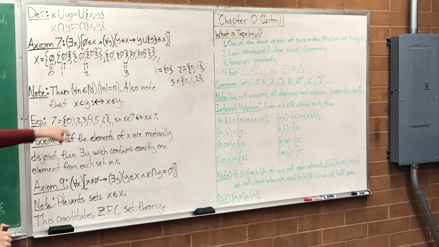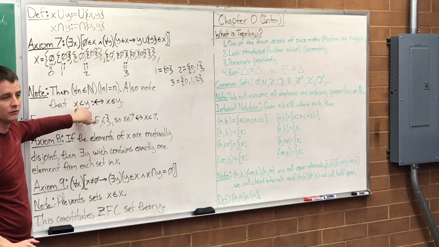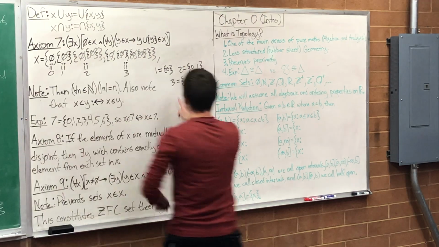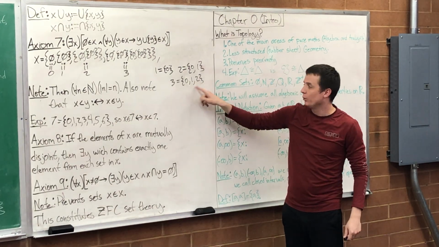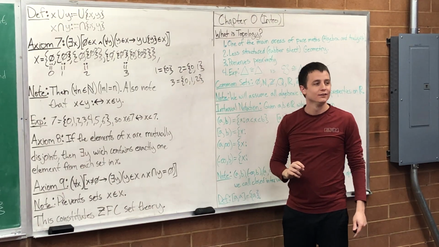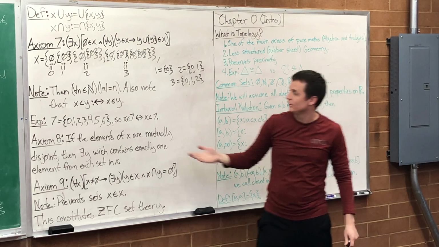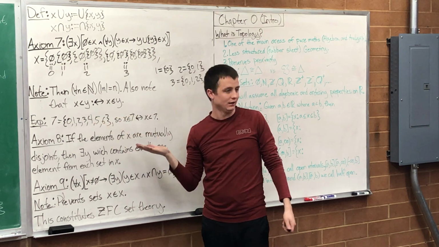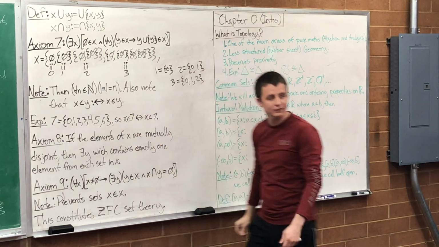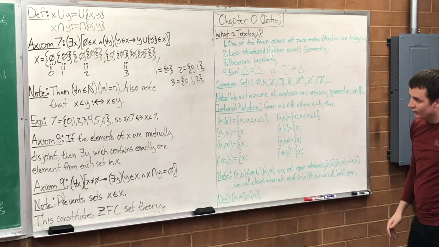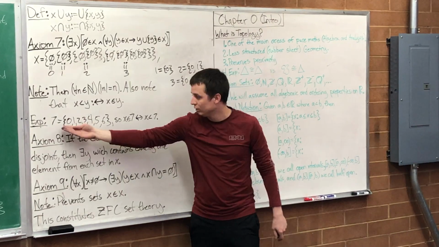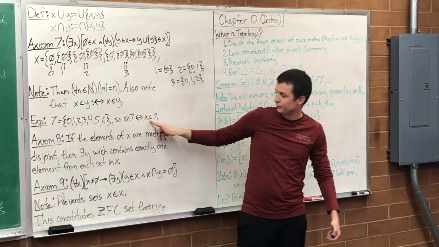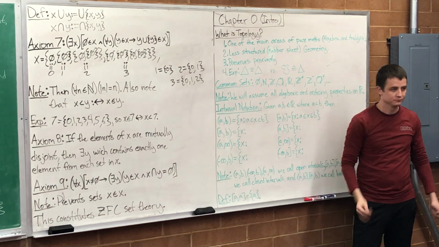And also notice, we can now define the less than relation. x is less than y if x is in y. What are the numbers less than 3? 0, 1, and 2. So now we can use this is-a-member-of relation to start defining less than. That is cool. And then as an example, 7 is equal to 0, 1, 2, 3, 4, 5, 6. So x is in 7 if and only if x is less than 7.